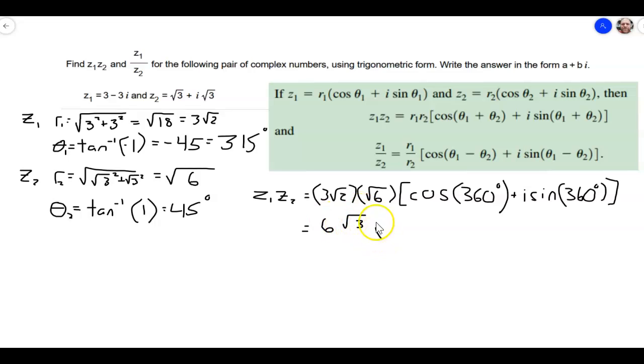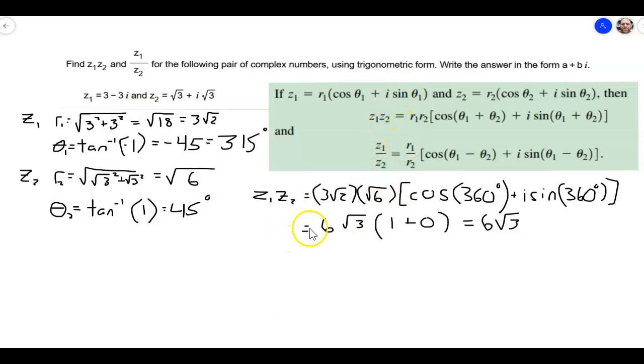And this is going to be times the cosine of 360, which is the cosine of 0. That's your x value at the angle of 0, which is 1, right? 1 plus the sine there, that's going to be 0. So this whole thing should just equal 6 times the square root of 3. And that is that part right there. So not too bad once we figure out all of that.